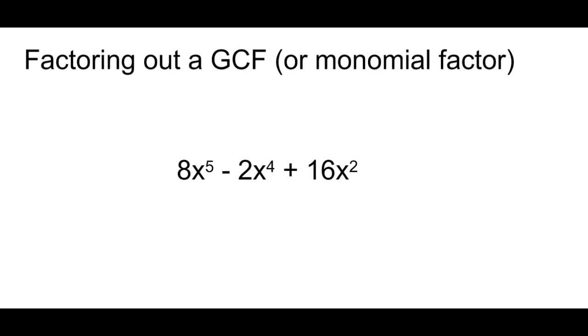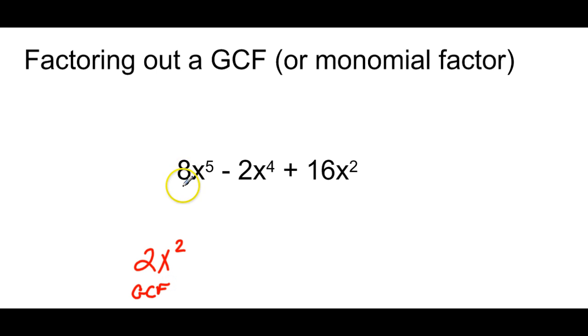We look for the common factor first. So I look at 8, 2, and 16 and say, what do they have in common? Well, the greatest common factor is a 2. Then I have x to the 5th, x to the 4th, x squared. The largest number of x's that they have in common is x squared. So this is my GCF, my greatest common factor.